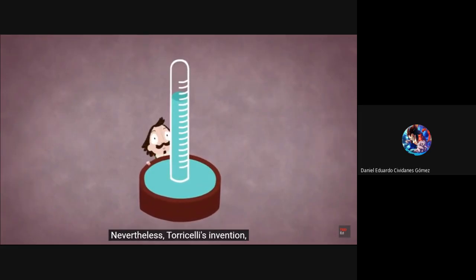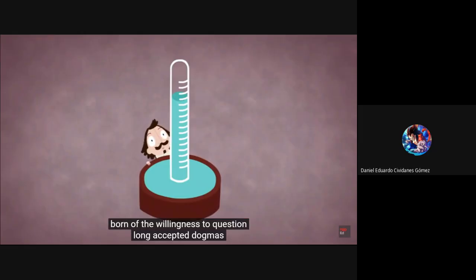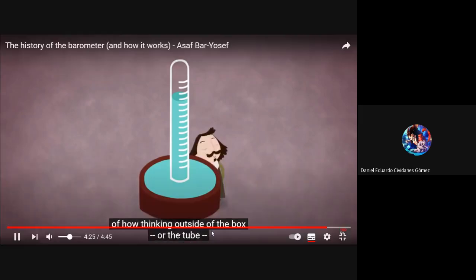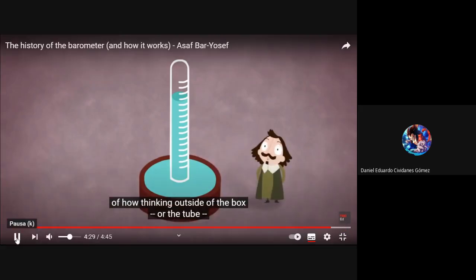Nevertheless, Torricelli's invention, born of the willingness to question long-accepted dogmas about vacuums and the weight of air, is an outstanding example of how thinking outside of the box or the tube can have a heavy impact.